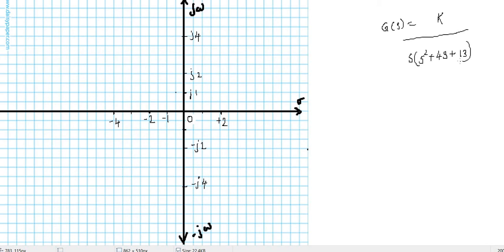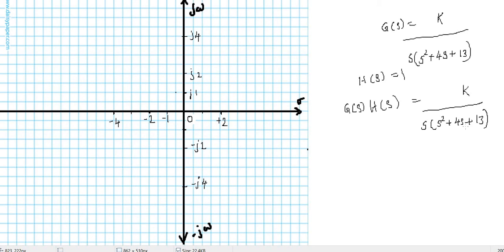So G(s) is given and the system is having unity feedback, that means H(s) is equal to 1. So the open loop transfer function of the system, that is G(s) H(s), is equal to G(s) itself, that is K divided by s into (s square plus 4s plus 13). Now we have to find the open loop poles and open loop zeros of the system.